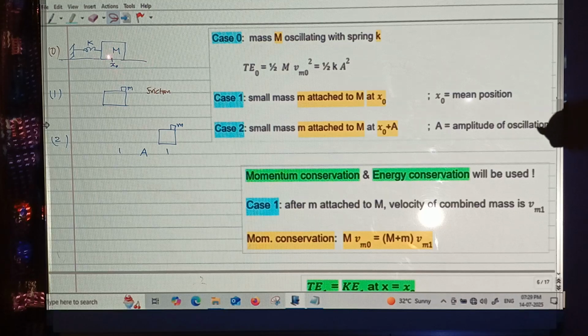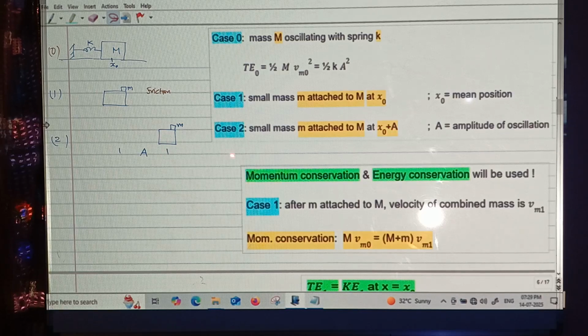Total energy I can get at two convenient positions. One is at the mean position, where the displacement is 0 and only the kinetic energy is there, which is half M v m naught square. And at the extreme position, kinetic energy is 0 because the turning point velocity is 0, so only the potential energy of the spring will be there, half k A square. Case 1: small m attached to M at x naught, the mean position. Case 2: small m attached to M at the extreme position, x naught plus A.